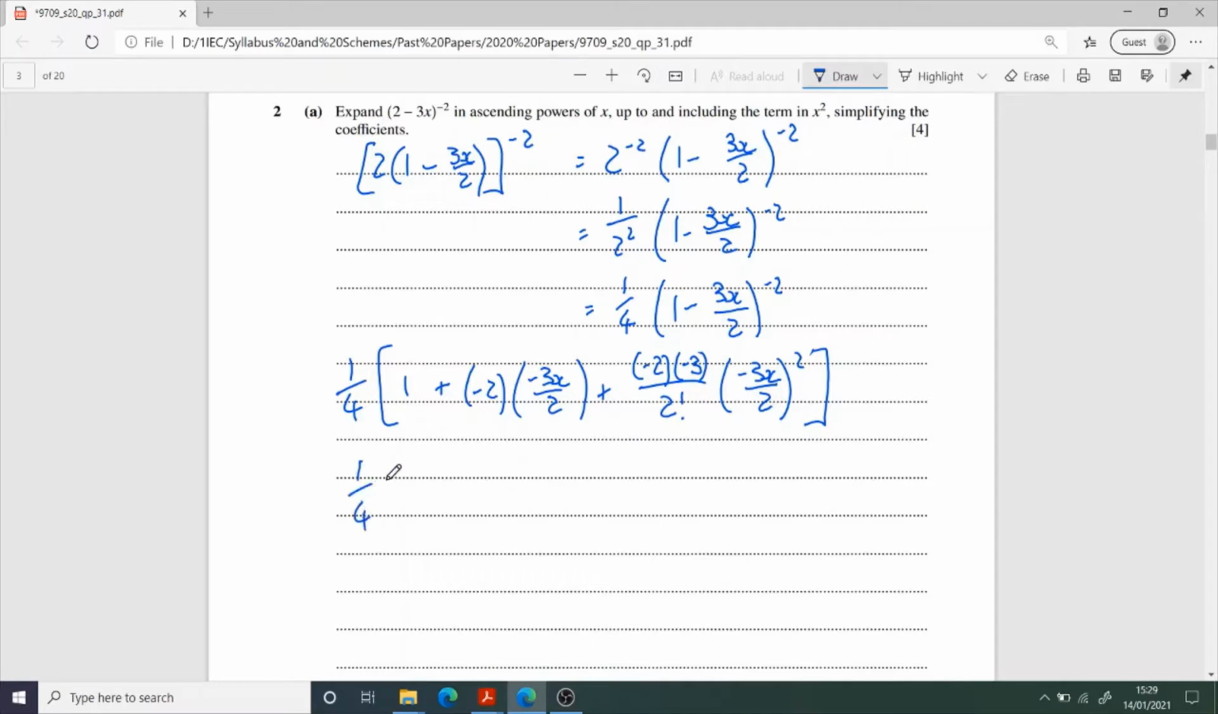Let's leave our quarter outside for the time being. And we have 1. Negative times a negative is a positive. 2 divided by 2 is 1, so we're just going to get 3x here. Here we're going to have negative times a negative, and then we have a negative squared, so again it's positive. 2 times 3 is 6, divided by 2 is 3, we'll take an extra step here, times 9x squared over 4, squaring each of those terms. So we get 1/4 times 1 plus 3x plus 27x squared over 4.